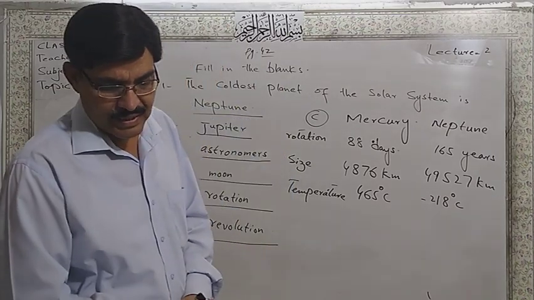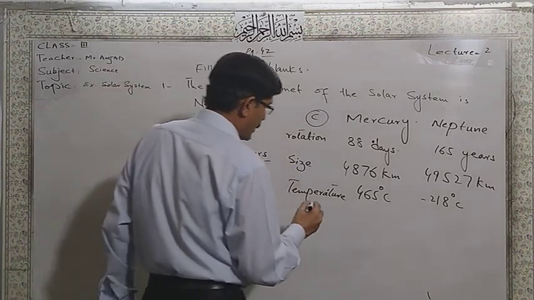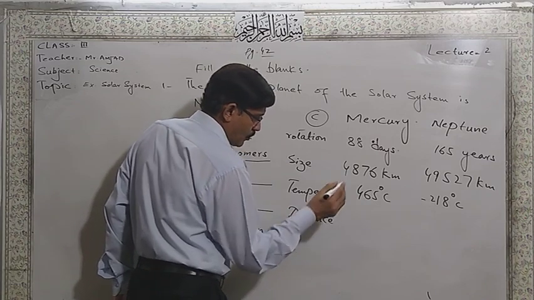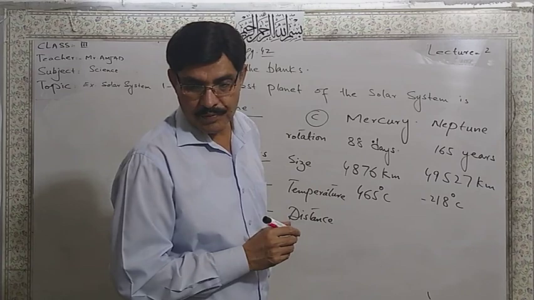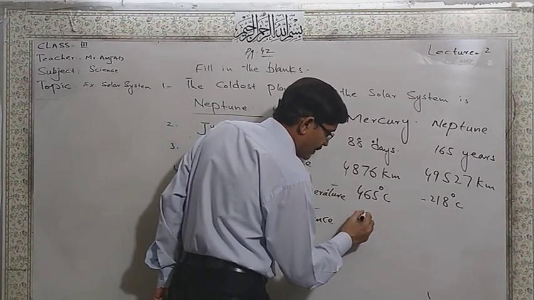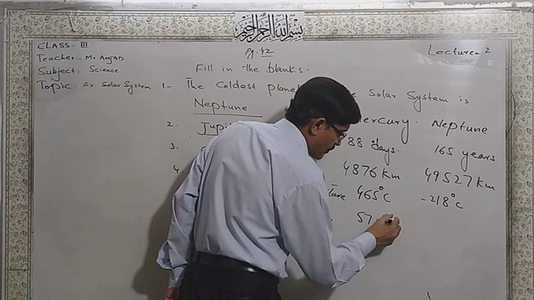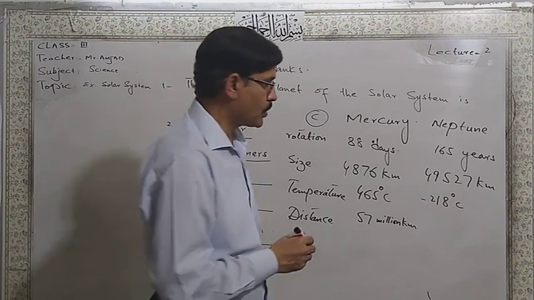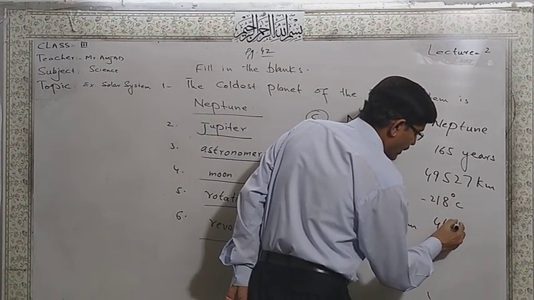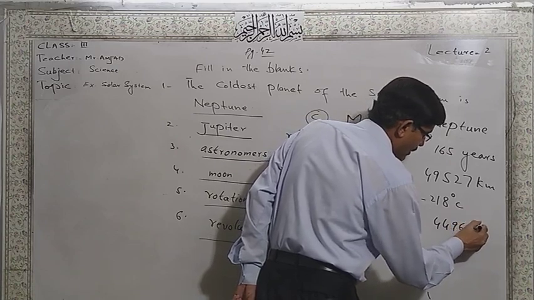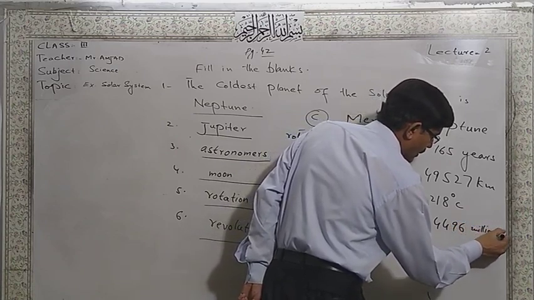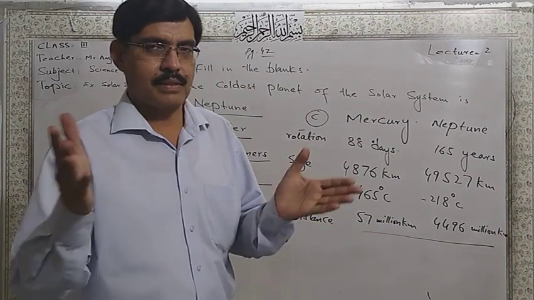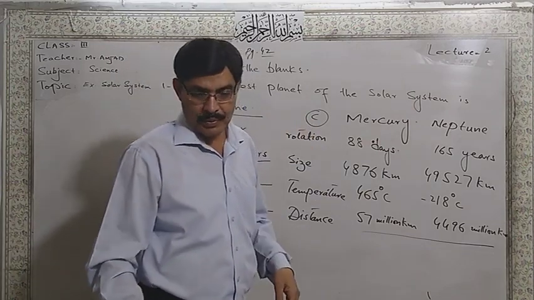Mercury's distance from the sun is 57 million kilometers. And Neptune has 4,496 million kilometers. This is the brief comparison between Mercury and Neptune.